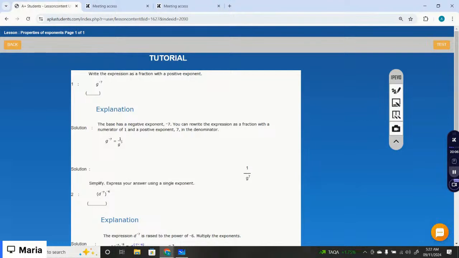Write the expression as a fraction with a positive exponent. So you are given g exponent negative 7, right? So the exponent is negative 7. You can rewrite the expression as a fraction with a numerator of 1 with a positive exponent. So you can write it as g exponent negative 7 equals 1 over g exponent 7.